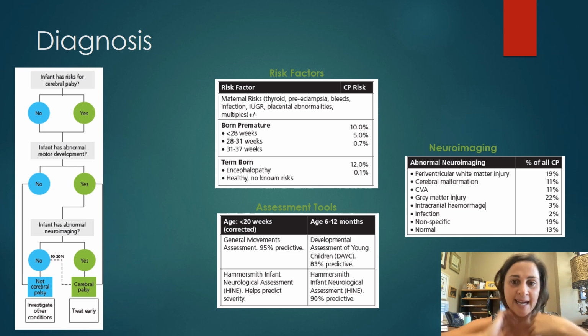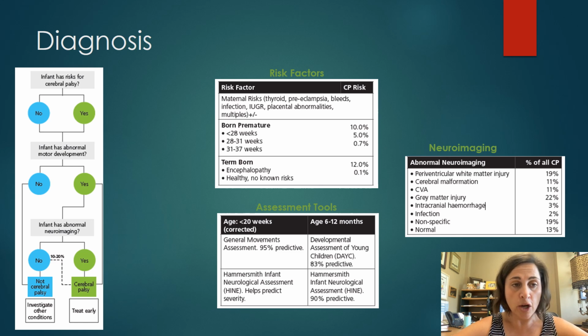So how do we diagnose CP? So this is a bit of a busy slide, so I'm going to walk you through it. The American Academy of Neurology recommends a stepwise workup to aid in the diagnosis of CP. The first step is generally recognition of a permanent non-progressive disorder of motor function in a child, and we do that through history and physical examination, focusing on any known risk factors.